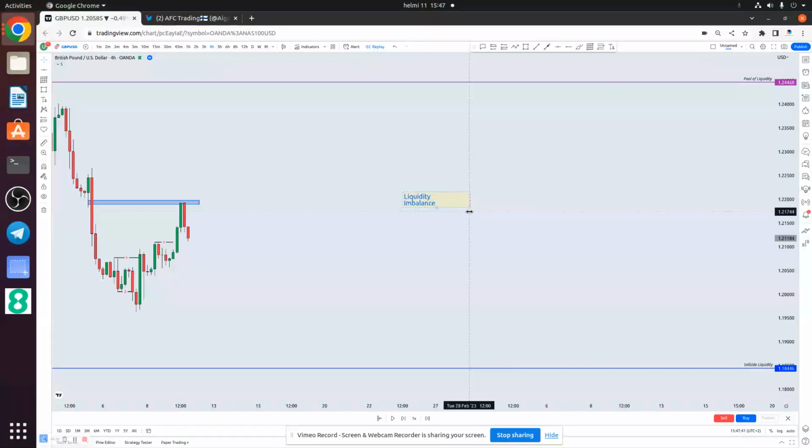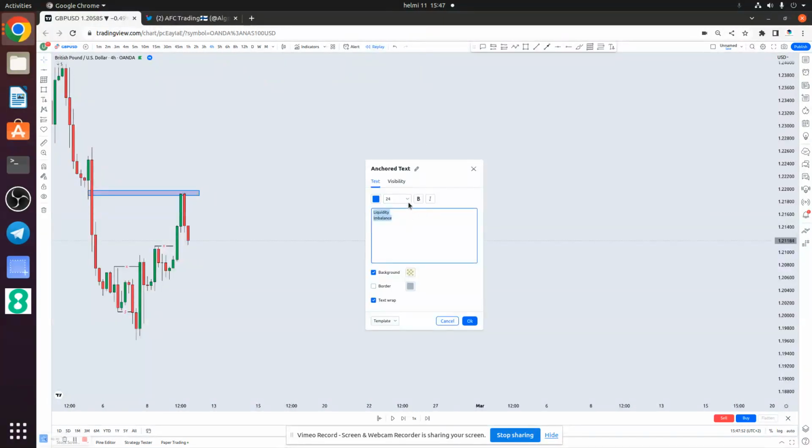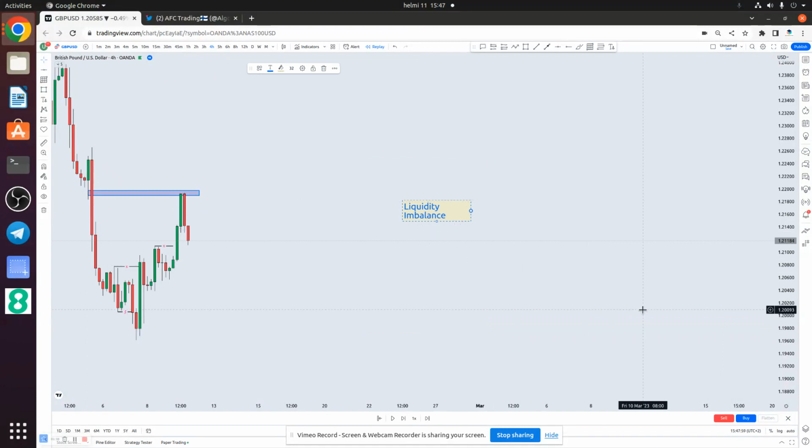It is not order blocks. It is not support and resistance. It is not Fibonacci retracement. It is not whatever you may call it. It is not anything else apart from these two. It is liquidity and imbalance. Price will seek liquidity. Price will seek inefficiency in the market. Price will always replay to these areas.